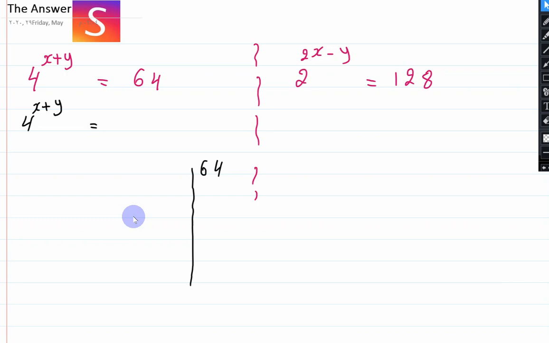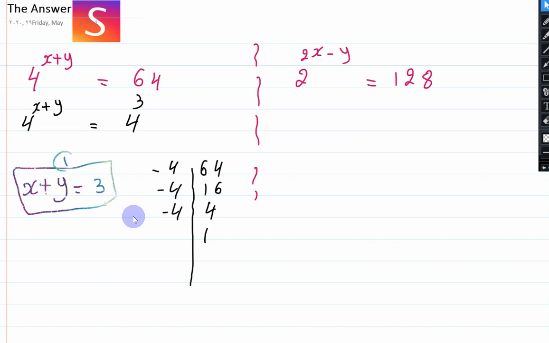This is the easiest way to find it. I want the base equal to 4. So 64 divided by 4 is 16, 16 divided by 4 is 4, and 4 divided by 4 is 1. How many 4s do I have? I have 1, 2, 3, so it will be 4 to the power 3. Now what is the equation I have? The first one will be x plus y is equal to 3. This is the first equation I constructed.